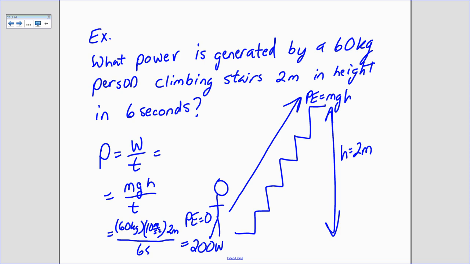Now, given that's an underestimate, why would I say that it's an underestimate? Because the person is actually using more energy than that, right? Because he's losing energy due to friction between him and the stairs, losing energy due to friction just within his own body. So that's an underestimate for the amount of energy. That's the numerator, 60 times 10 times 2, which is 1,200, and then divided by 6 gives me the power, the amount of power that you use.